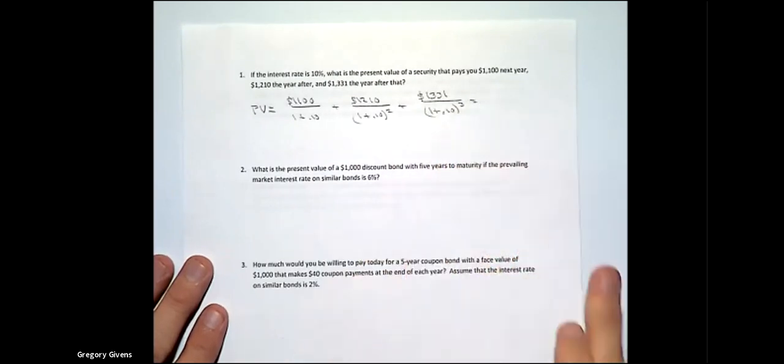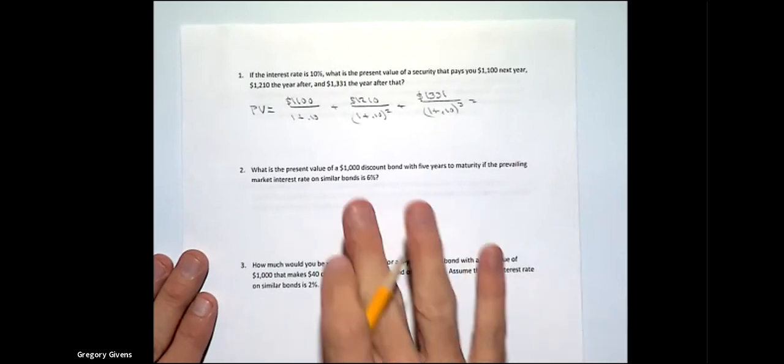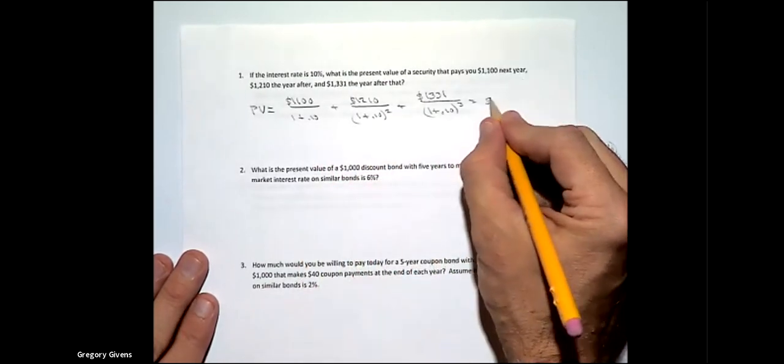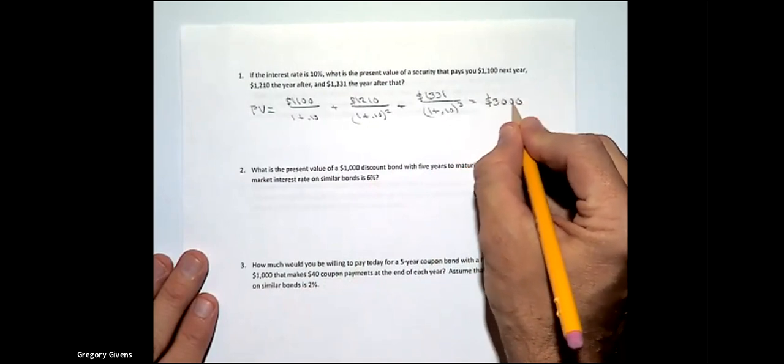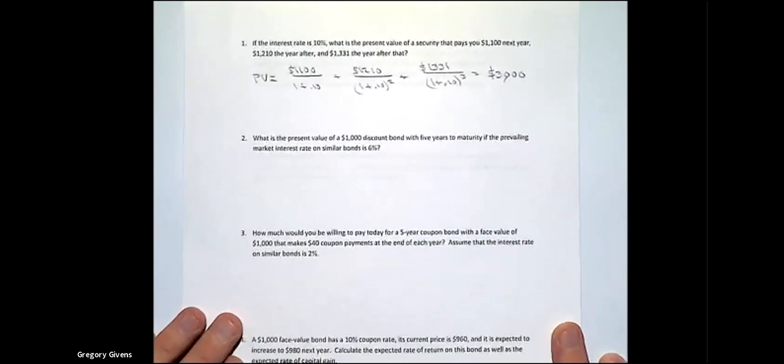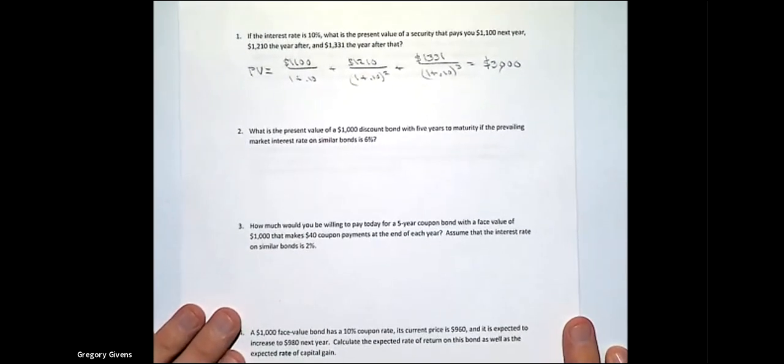Now, that's good enough. That shows to me you understand the concept. If you add all that up, I believe that's 1,000 plus 1,000 plus 1,000. So the present value then would be an even $3,000. Okay? Any questions about that one? Simple enough?